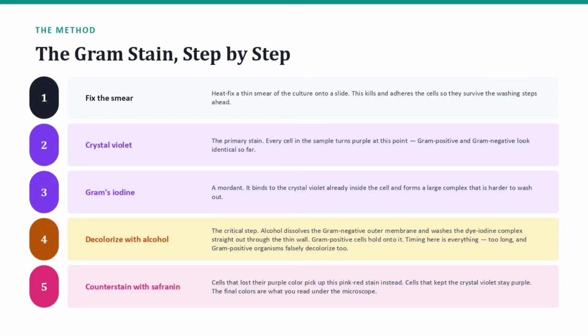Gram-positive cells, with their thick wall, hold onto the complex and stay purple. Timing here is everything. Leave the alcohol on too long, and you will start stripping color out of gram-positive cells too, giving you a false result.